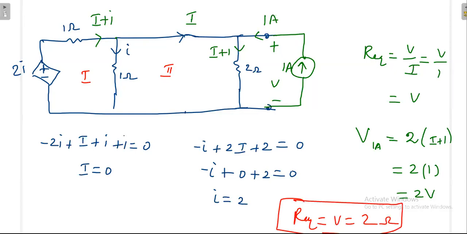You can find out VThevenin and RThevenin separately. You can find out RThevenin, or otherwise you can go by the general method. In the general method also you can apply the test voltage or test current. You can apply a random test voltage and test current as V and I, then finally calculate, or otherwise you can apply the unit test voltage or unit test current, then also you'll get the same answer.